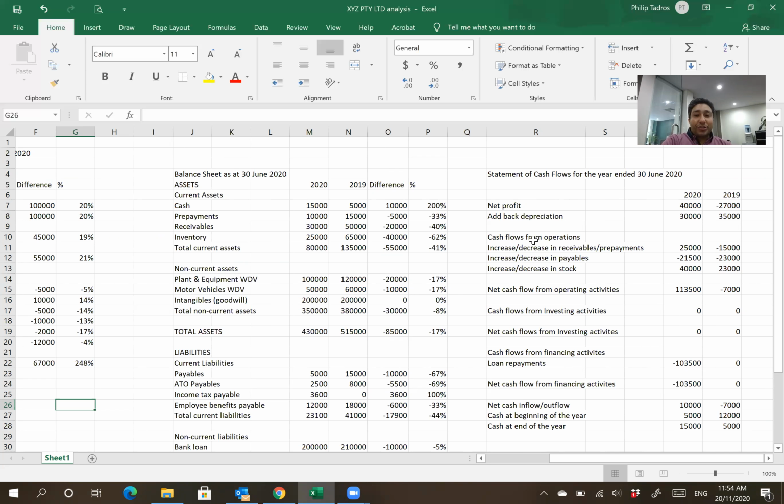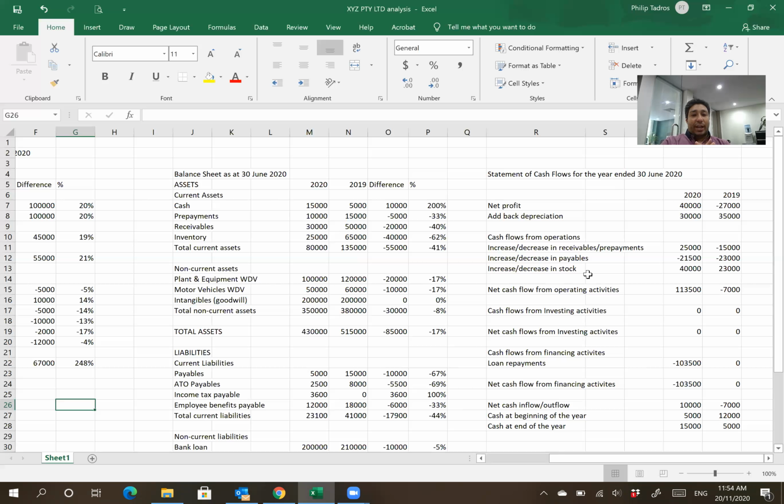So receipts from customers, payments to suppliers and employees, increase or decrease in provisions, increase or decrease in receivables and payables, interest income, and so on. And then you come to a net cash flow from operating activities. Now, this direct method, it's not widely used these days, but it is an allowable method under the accounting standards.